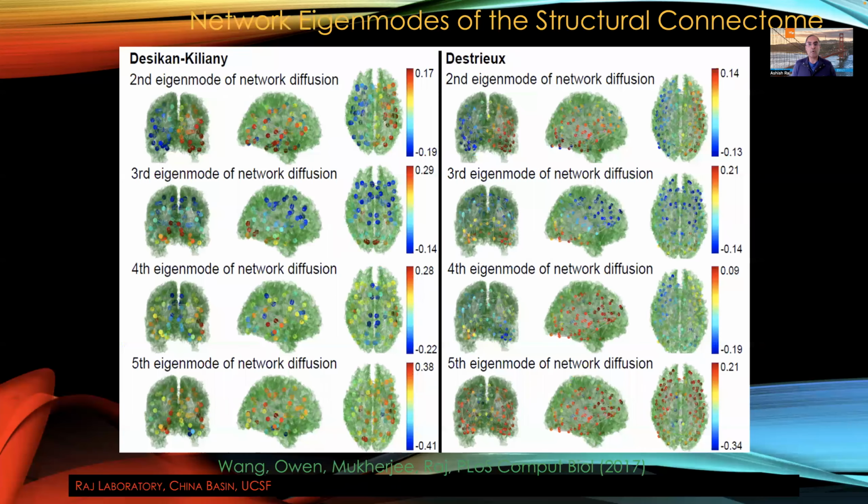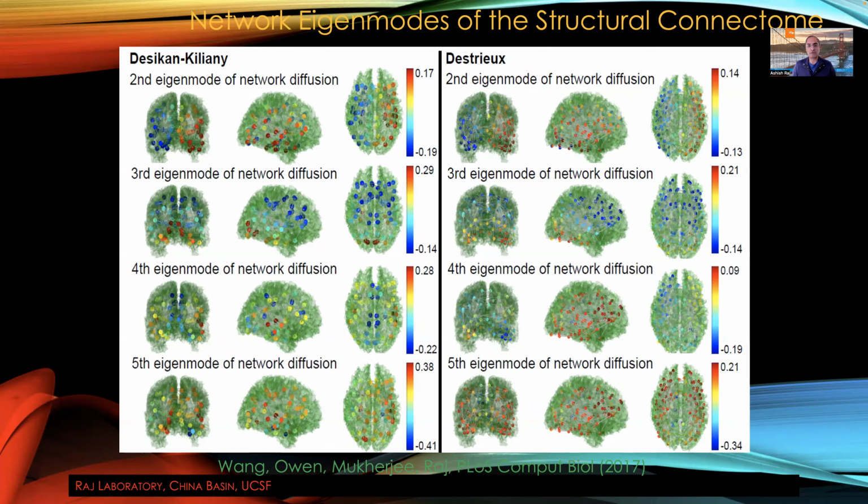So what do these eigenmodes actually look like? Many years ago, we did a study on whether these eigenmodes are conserved between individuals, which they are, and they're conserved between atlases, which they also are, to a large extent. It starts kind of breaking down around the 5th eigenmode or so, but until then, they are surprisingly congruous with each other.